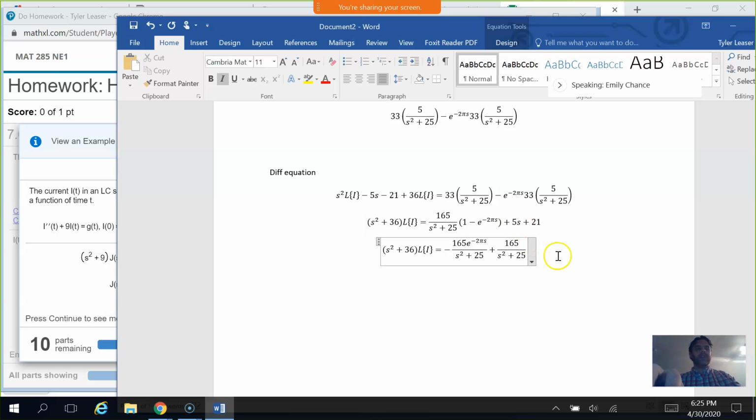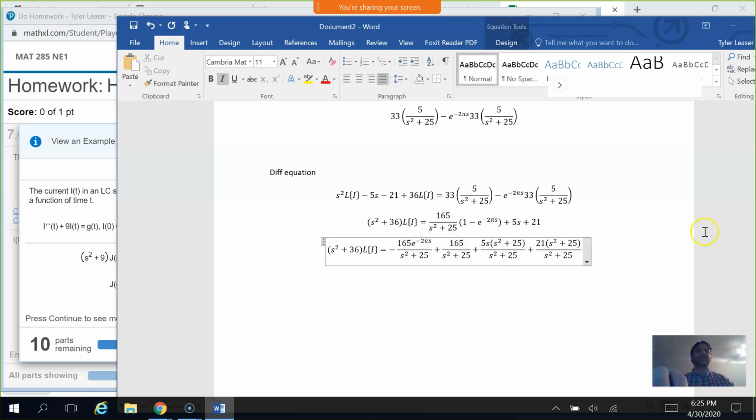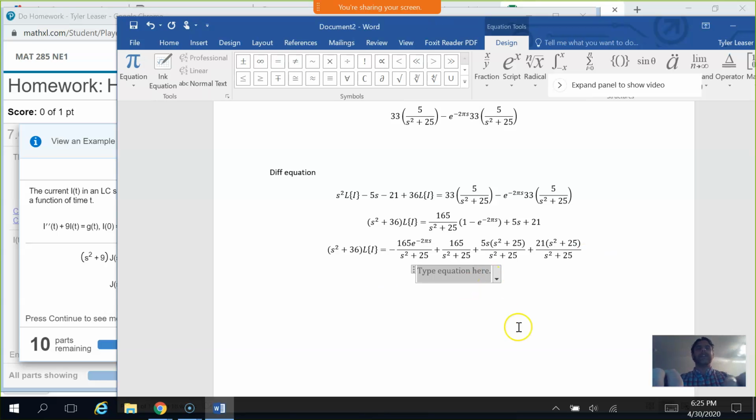And then we have this one, the plus 5s, but I'm going to make it have the same denominator. So I'm going to write it as 5s times s squared plus 25 divided by s squared plus 25. And then the same thing with the 21, so plus 21 times s squared plus 25 divided by s squared plus 25. All right, now these last three fractions, we're going to try to combine the numerators all together, and I'm going to go ahead and do that and divide by s squared plus 36 all in the same go.